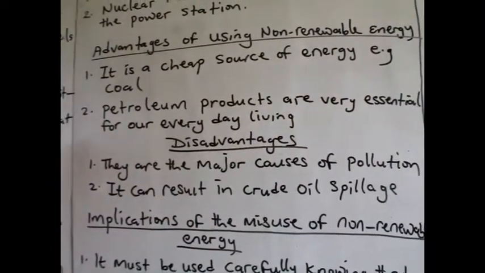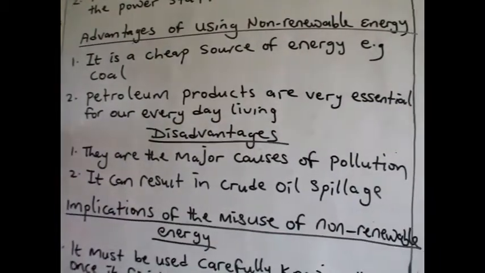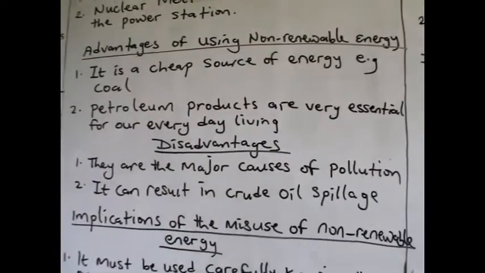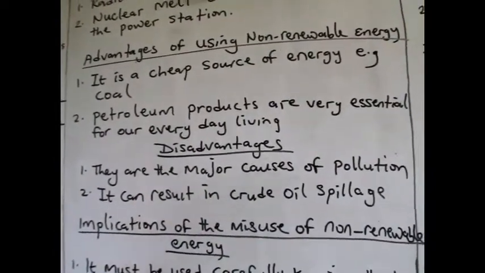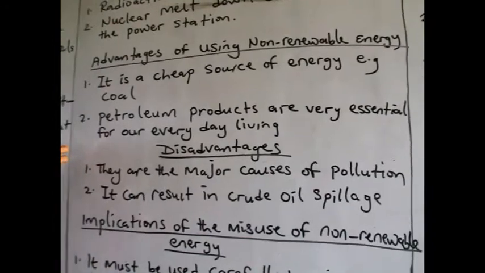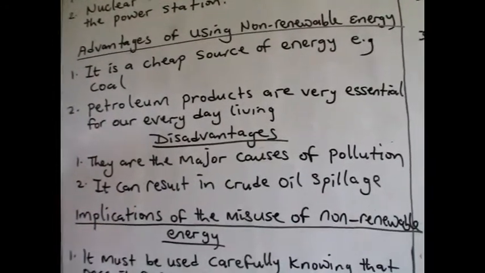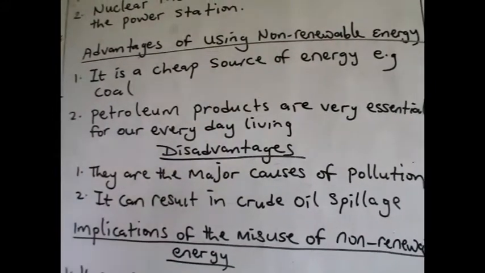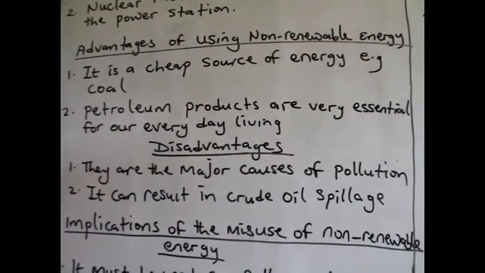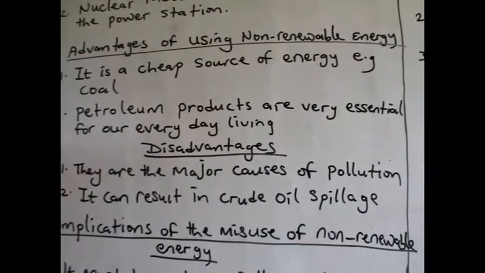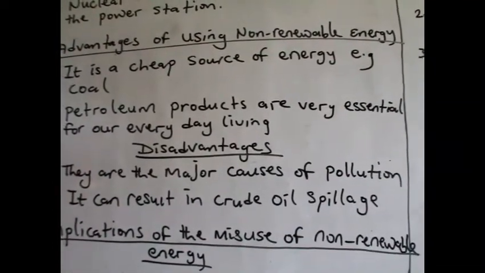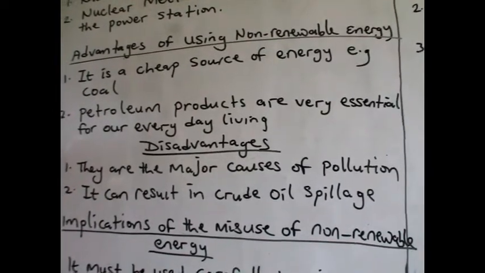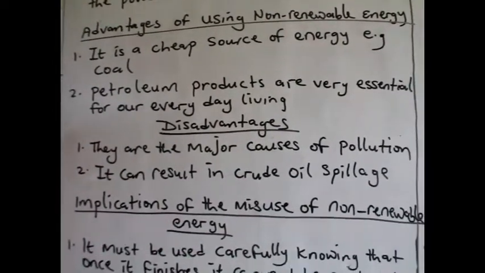They pollute our environment severely. And when the environment is polluted, it will deplete the ozone layer. In your JS2 and JS3, you'll be taught about the ozone layer. The ozone layer is the layer that protects us from the infrared of the sun. It protects us from direct heat from the sun. So when this layer is destroyed, it will cause the skin to be exposed to direct radiation, which will cause skin cancer.